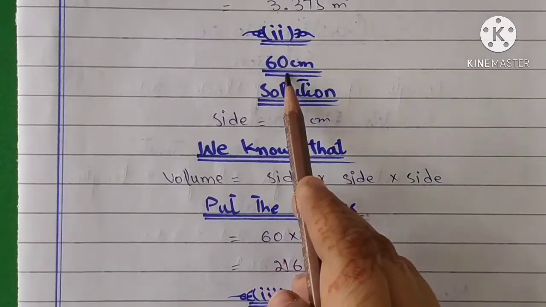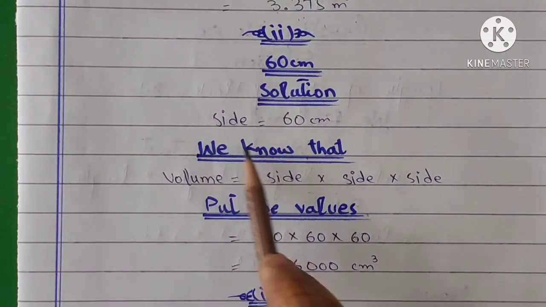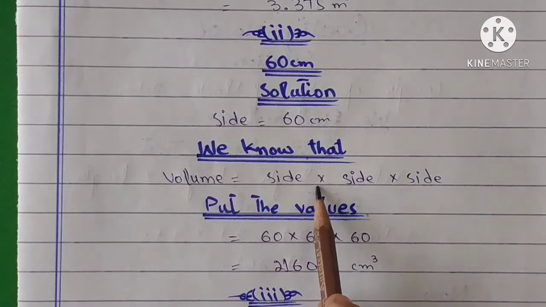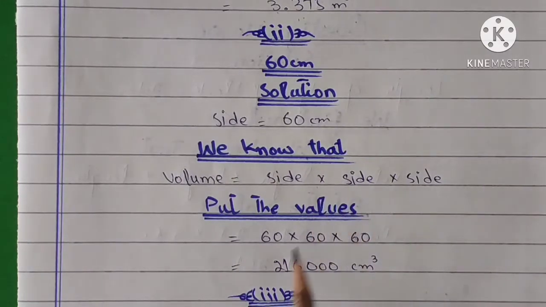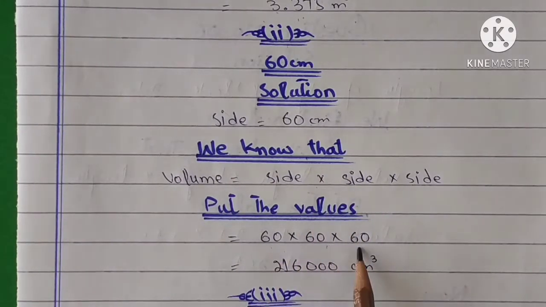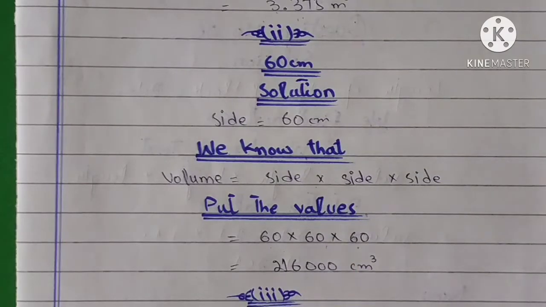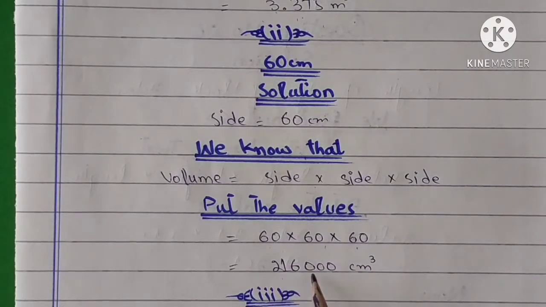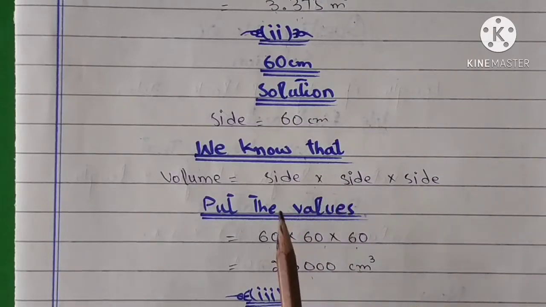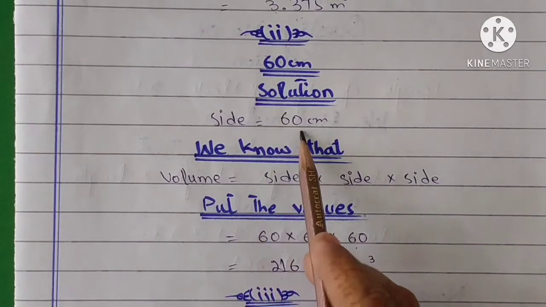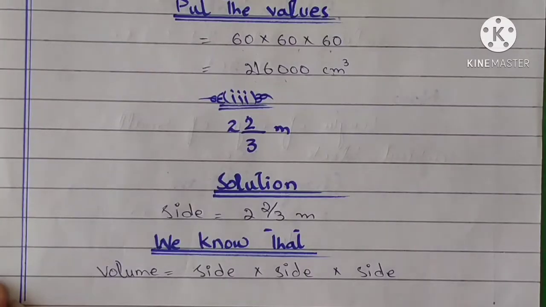Now the second part is 60 centimeter. We know that volume is equal to side multiplied by side multiplied by side. After putting the value, 60 multiplied by 60 multiplied by 60, we will get 2,16,000 centimeter cube. This is the required volume of this cube, which has a length of 60 centimeter.